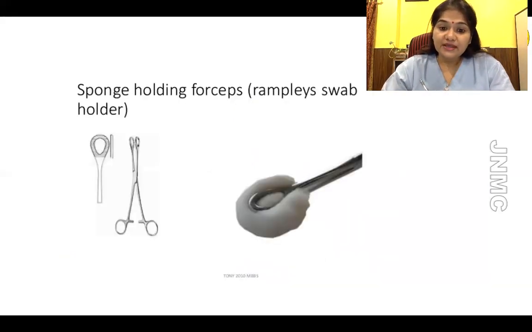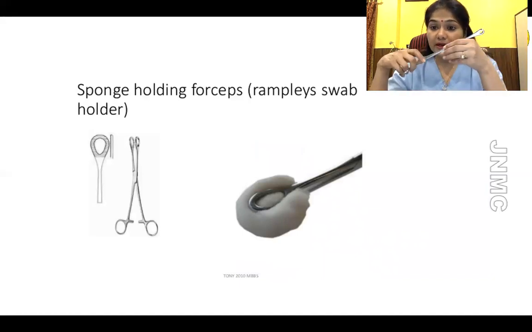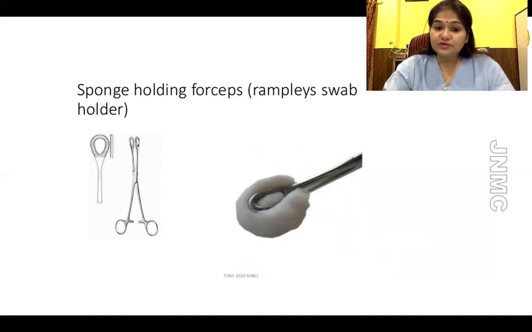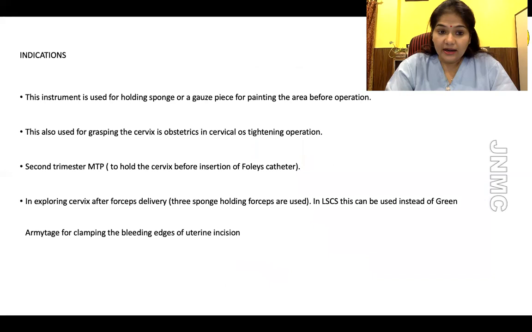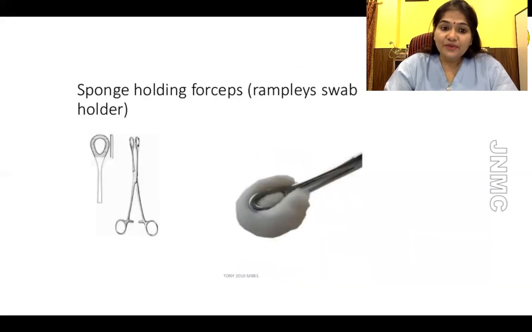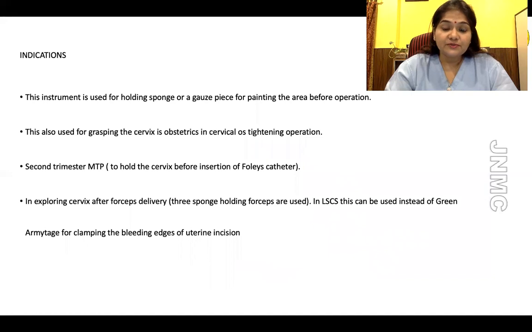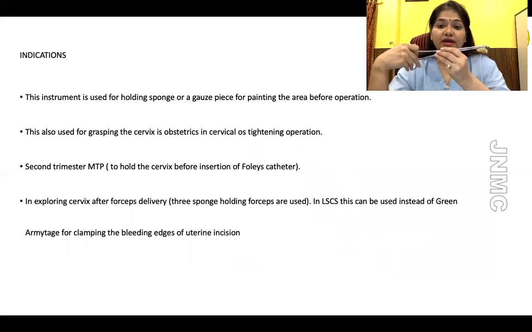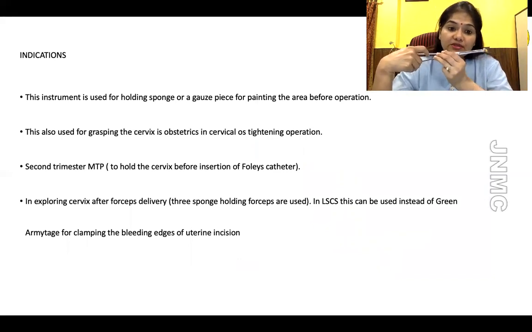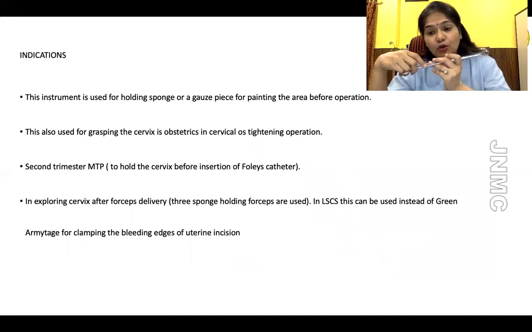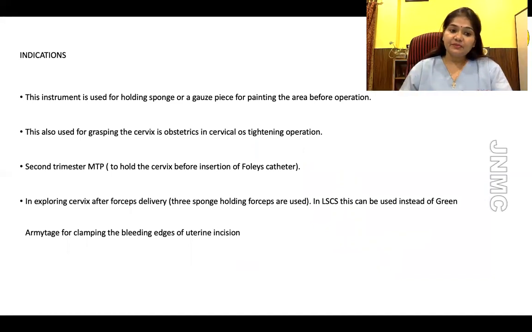Now, as you can see here, it is mainly used for cleaning and draping and painting of the surgical area, and a sponge or a gauze is used to clean that. Rampley swab holder is also the other name for this. So the indications are: it is used for holding a sponge or gauze piece for painting the area before operation. It is used for grasping the cervix in obstetrics in cervical os tightening operation, second trimester MTP, and in exploring the cervix after delivery. So in each trimester, you can describe where exactly it is used in obstetrics apart from its cleaning and painting use, right?